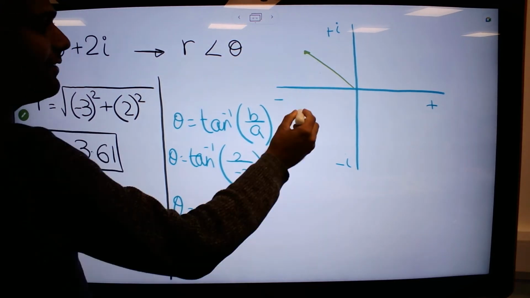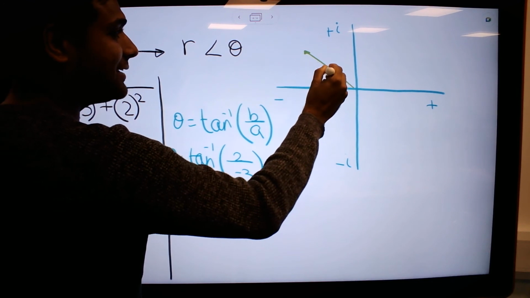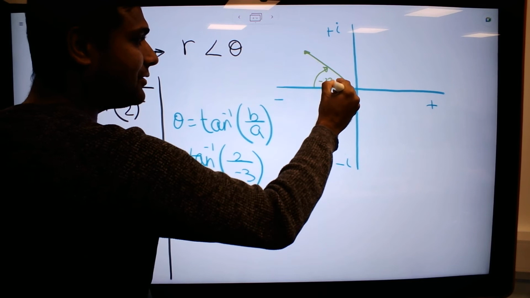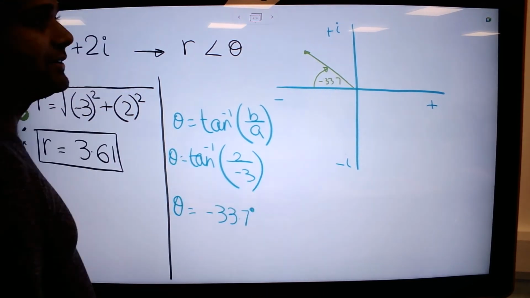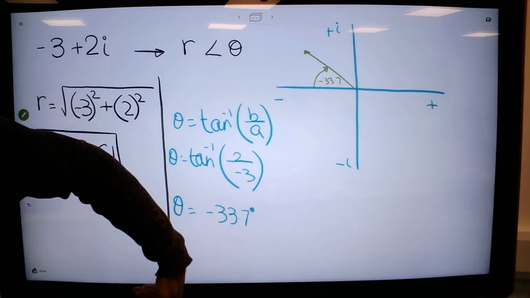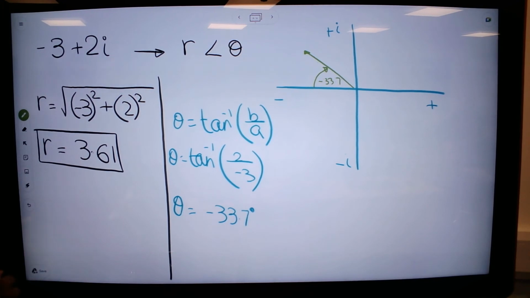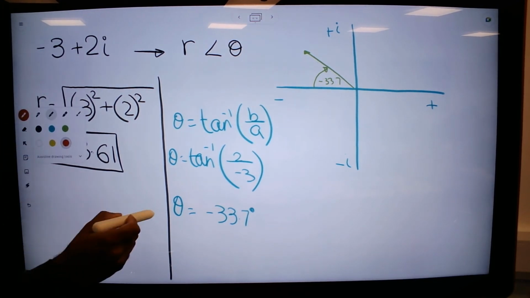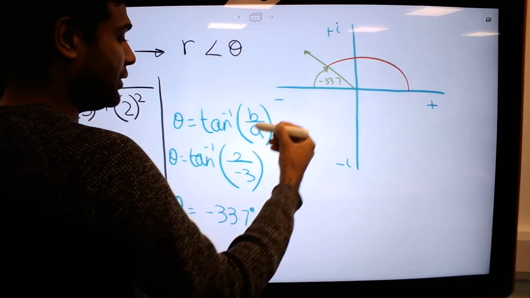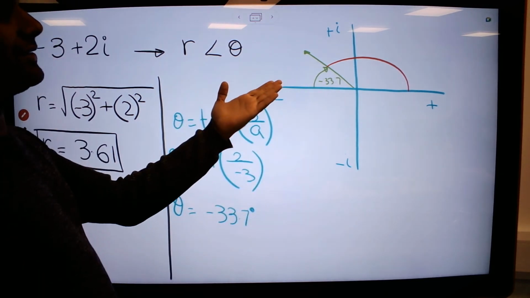We have just found that the angle is minus 33.7, which means this angle is minus 33.7 degrees, because when we measure the angle clockwise, we take it as negative. We start from here, and this angle is that one. But the angle we need is this angle. This is the angle we should write here, and we know it exists in the second quadrant.